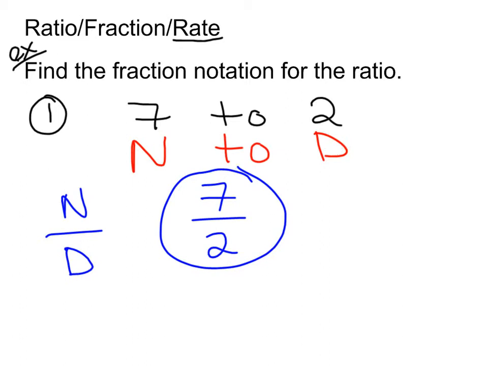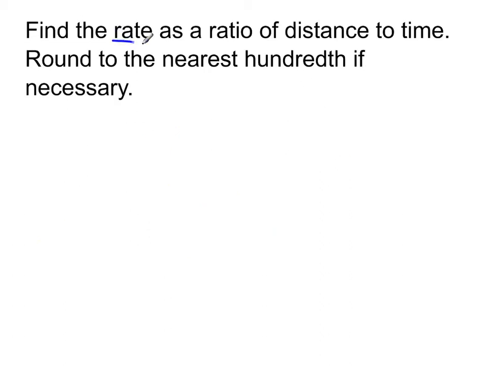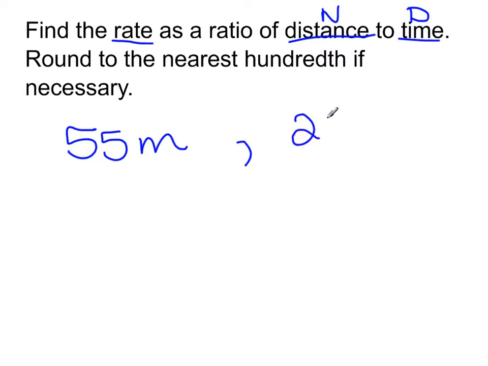Now, it gets a little bit more interesting when we're finding a rate as a ratio of distance to time. So right there they told us our numerator compared to our denominator. So distance to time. Round to the nearest hundredth if necessary. So we might have a decimal of some sort being involved here. So let's start off with our first and probably only one that we're going to do for this little one. We have 55 meters and we are comparing it to 22 seconds.